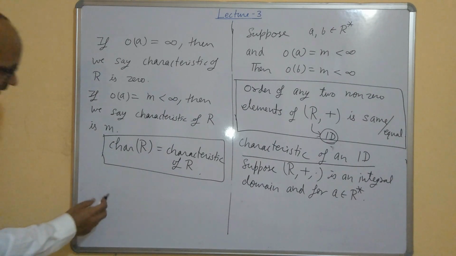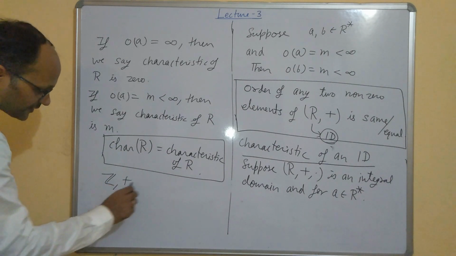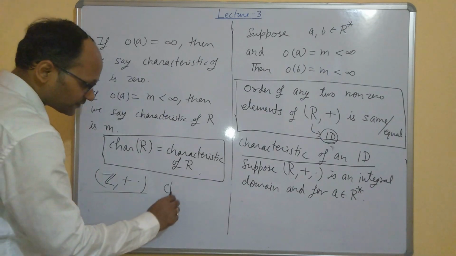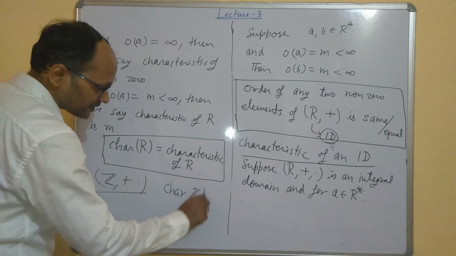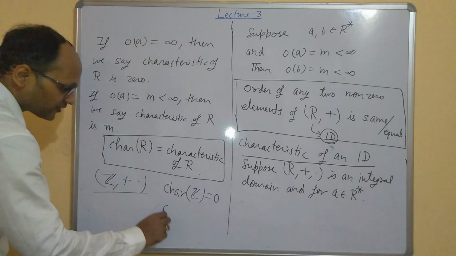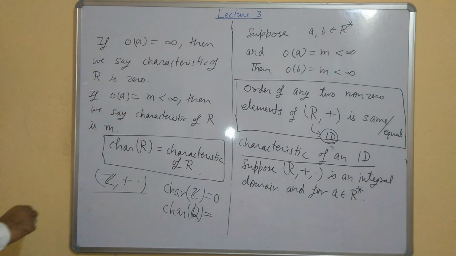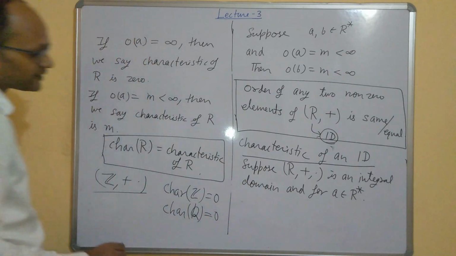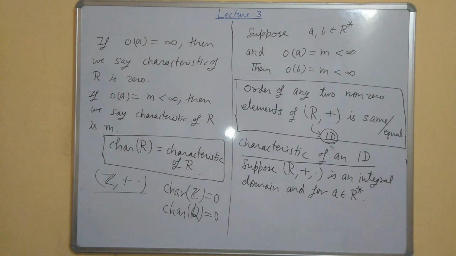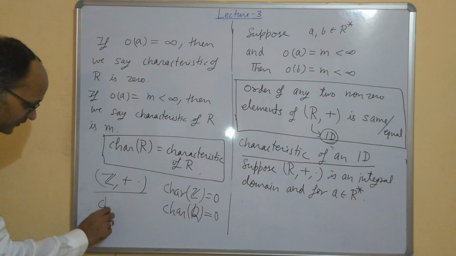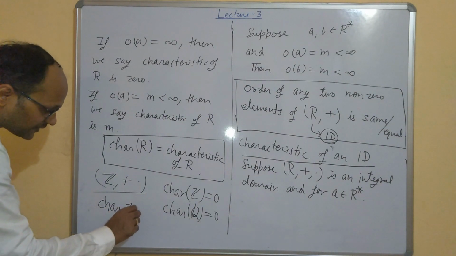So for example, we have several examples. Suppose (Z, +, ·) is a ring, then you know the additive order of any non-zero element is infinite. So the characteristic of Z is 0. Similarly, the characteristic of Q is 0. Similarly, the characteristic of R or the characteristic of C is also 0. Now what about the characteristic of Zp?